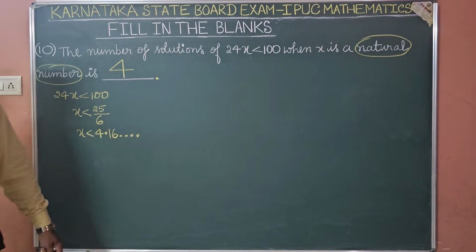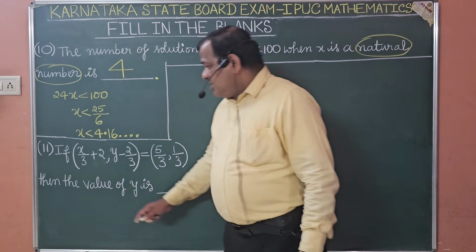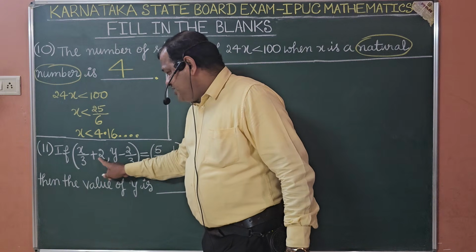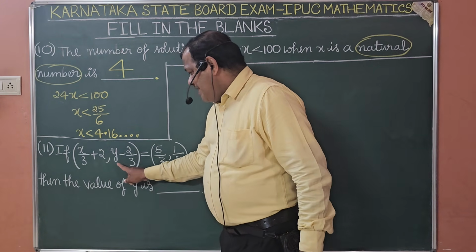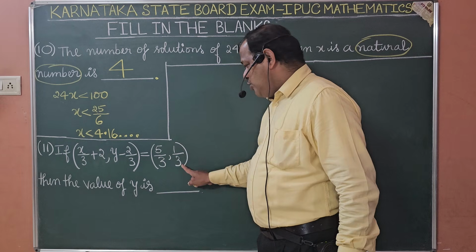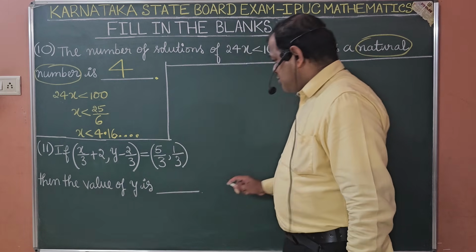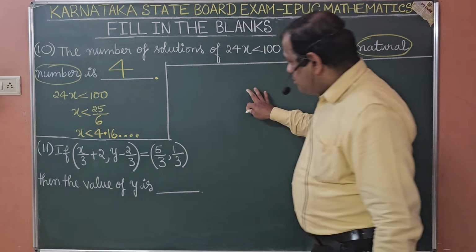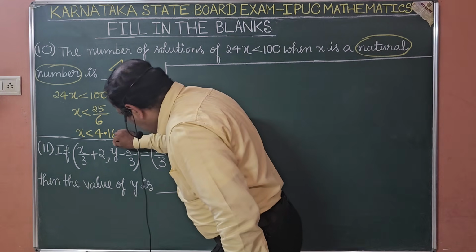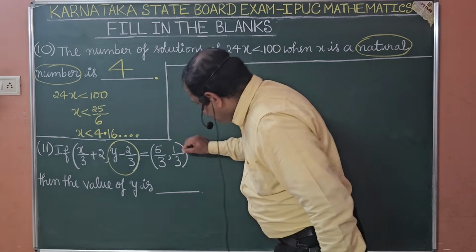Kindly go through. Here is the 11th fill in the blank. If the ordered pair (x by 3 plus 2, y minus 2 by 3) is equal to the ordered pair (5 by 3, 1 by 3), then the value of y is dash. Let me work it out here. Please equate the y coordinates on both sides. Here the y coordinate is y minus 2 by 3.